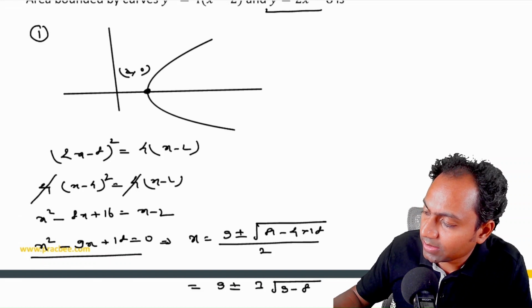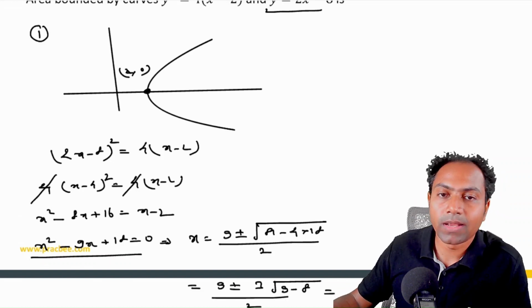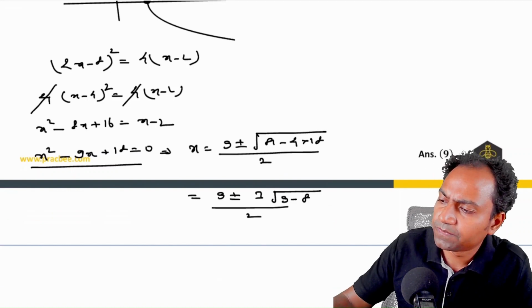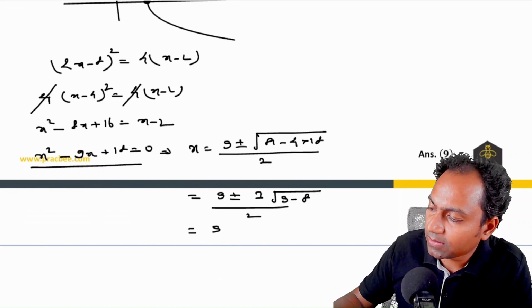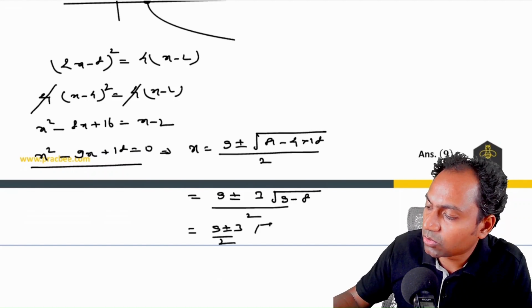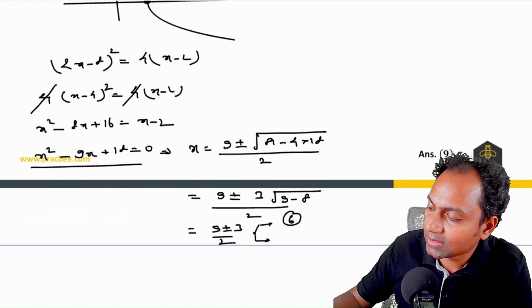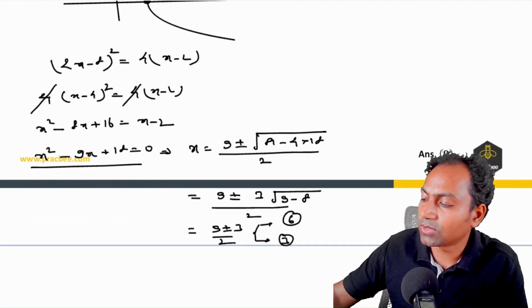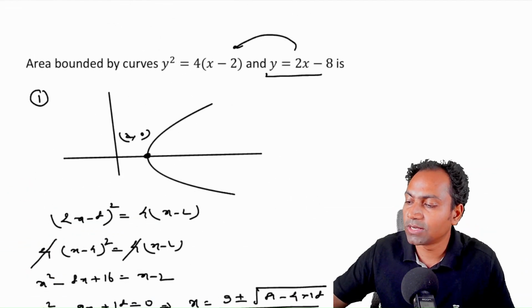That is nothing but 8 by 2. And the value that we are getting for this is again very simple. You will get nothing but 9 plus minus 3 by 2. So if I take plus sign, it becomes 12 by 2, 6. If I take minus sign, it becomes nothing but 6 by 2, that is nothing but 3. So you can see that it is intersecting at 2 points, 3 and 6.